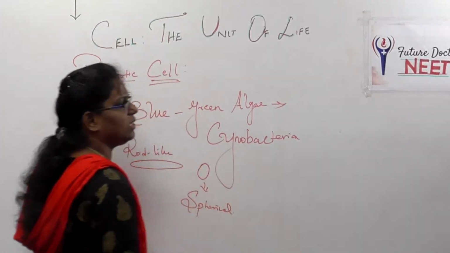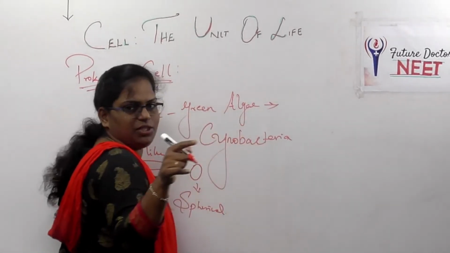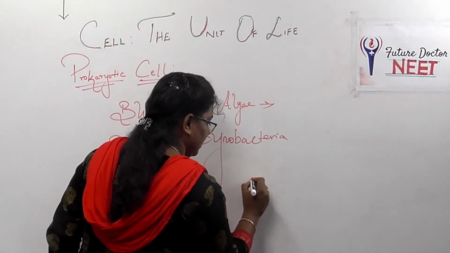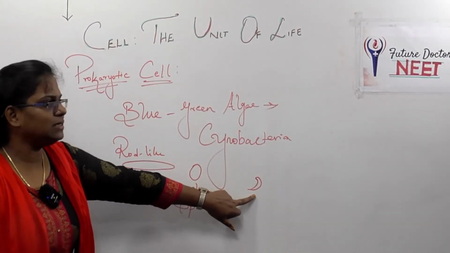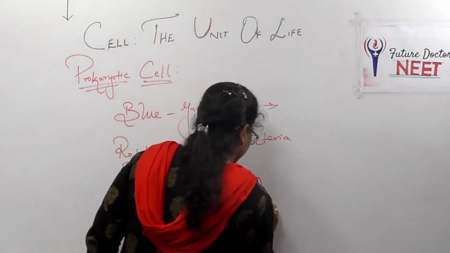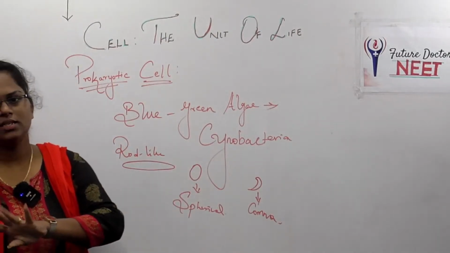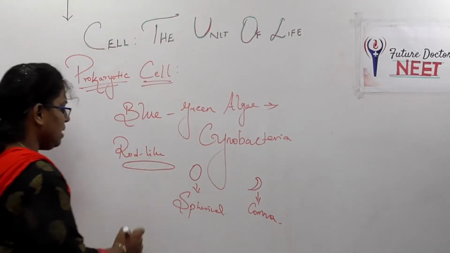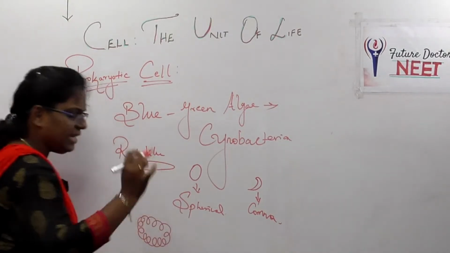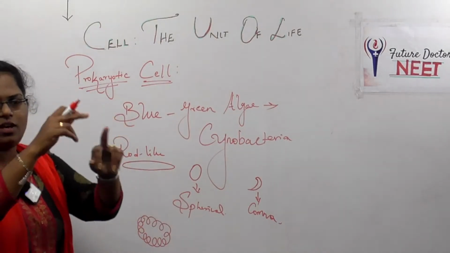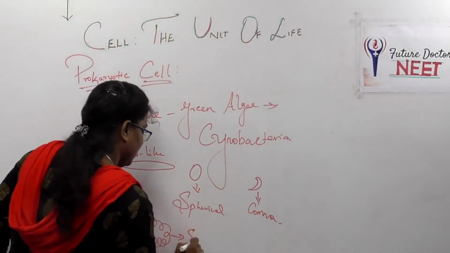And the next one is vibrio. Vibrio means comma shape, right? So this is a vibrio shape, comma shape. And the fourth one is spirillum. Spirillum means spiral shape. This is a spiral, no? You are seeing a spiral book like this. This is a spiral.